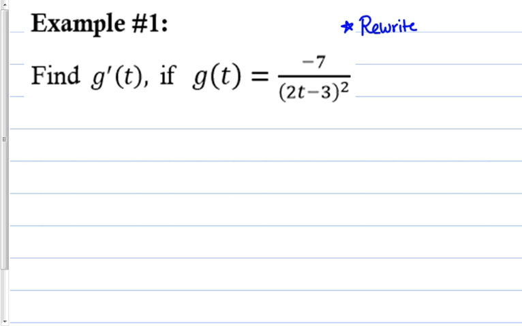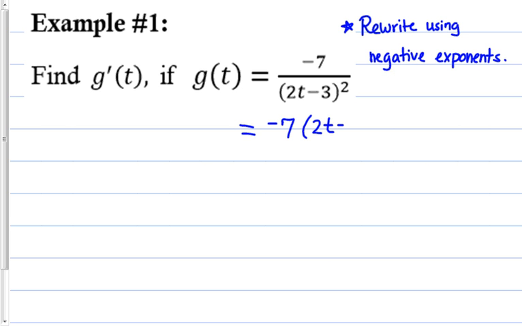For instance, in this problem, go ahead and rewrite this function using negative exponents. If you do that, you won't have to do the quotient rule, and you'll just do power rule. So if I rewrite this, I get -7, and then the bottom part is to the second power, but to bring it up to the top, all I have to do is make that exponent negative. Alright, so that's what I'm going to derive.